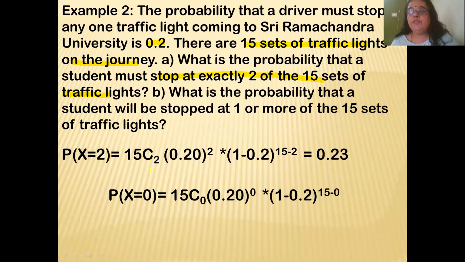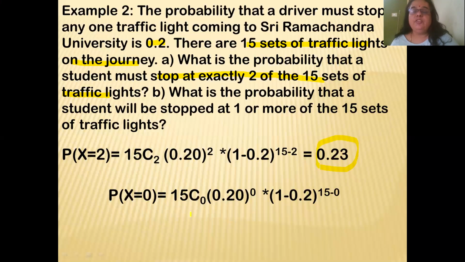Again, if you have not understood this, the detailed calculation is in my earlier video, named use of combination concepts in probability. Please go through that. So it is 15C2 into 0.2 to the power of 2 into 1 minus 0.2, that is 0.8, to the power of 13. The value will come to around 0.23.